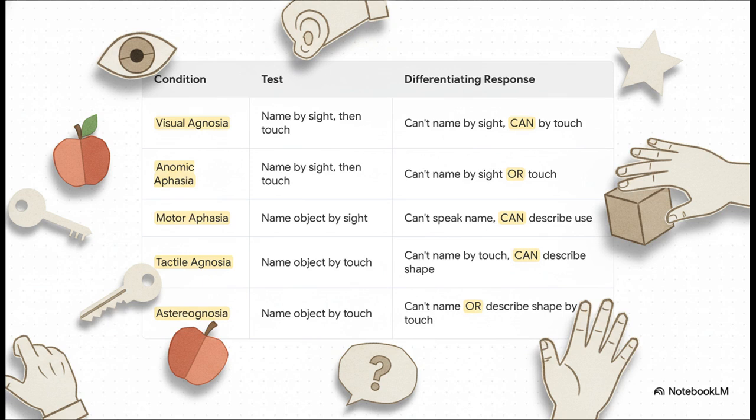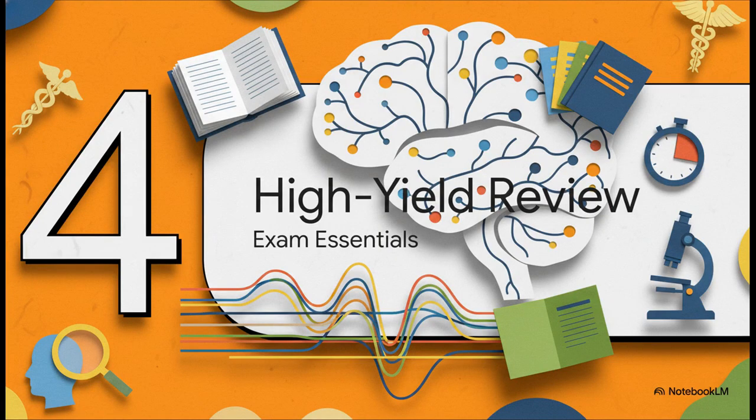For example, how do you tell visual agnosia apart from anomic aphasia, which is a word-finding problem? Simple. You move from sight to touch. The patient with agnosia can name the object now, but the patient with aphasia is still stuck. By systematically isolating the deficit, you get to the right answer. All right, let's pull all of this together.